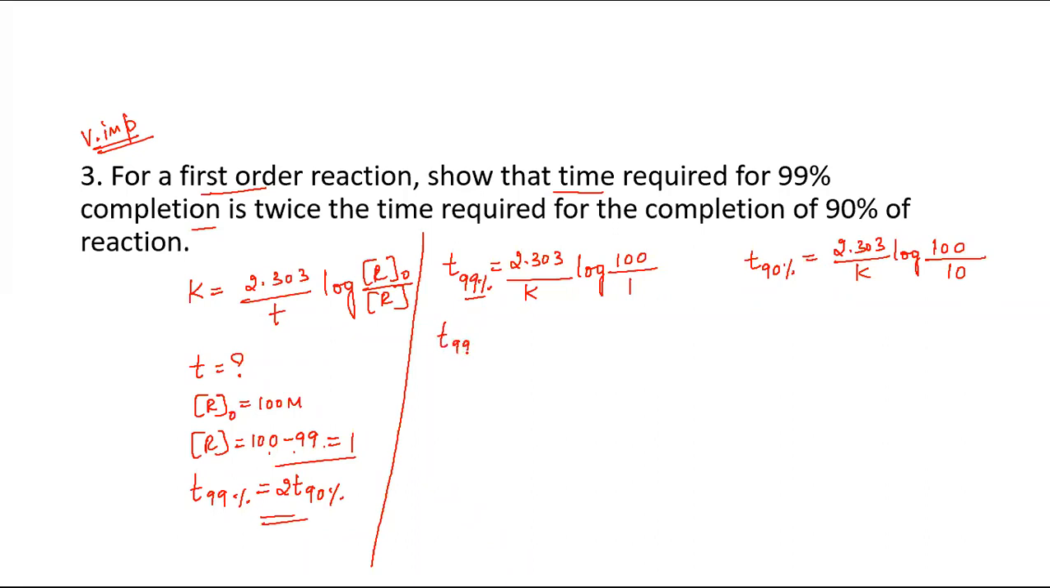So T 99% is equal to 2.303. Since we do not know the value of K, keep it as K itself. Okay, log 100 divided by 1 is nothing but log 100. Okay, so T 90% is equal to 2.303 divided by K as it is, log 100 by 10 is nothing but log 10. Correct? Right. So now T 99% is equal to 2.303 divided by K. What is the value of log 100?